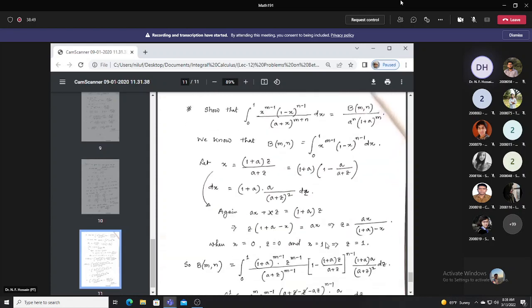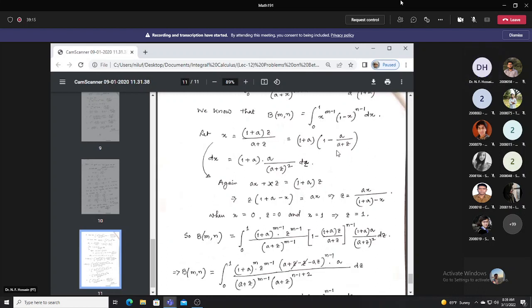Now there is another proof here, which is also very important. Show that the integral from 0 to 1 of x to the power m minus 1 into 1 minus x whole to the power n minus 1, divided by a plus x whole to the power m plus n, equals beta m, n divided by a to the power n into 1 plus a whole to the power m. We start with the definition of beta function.